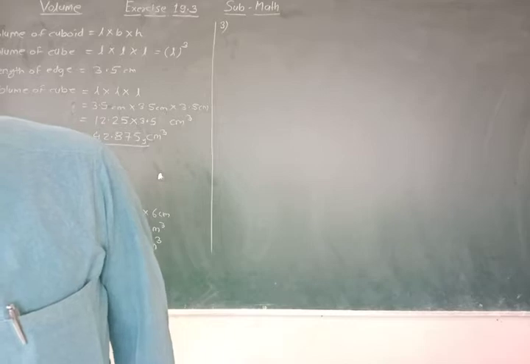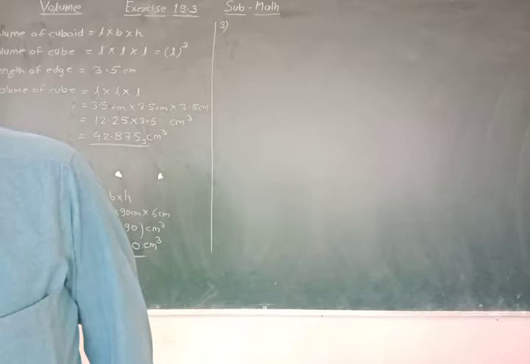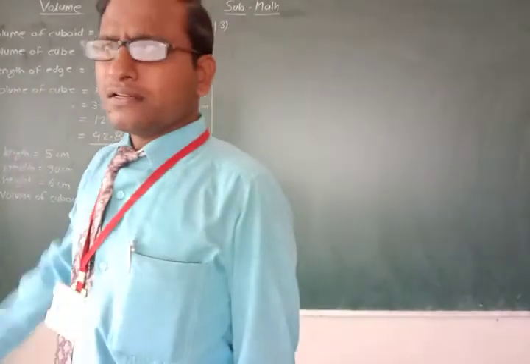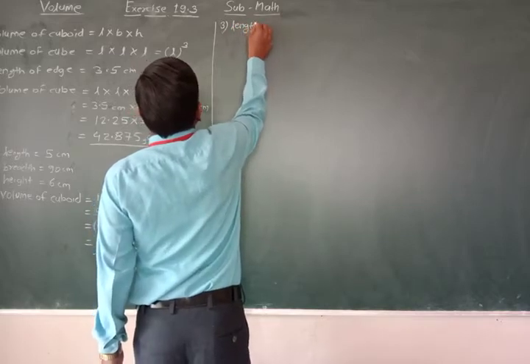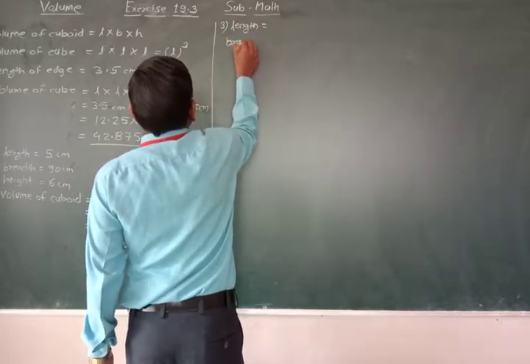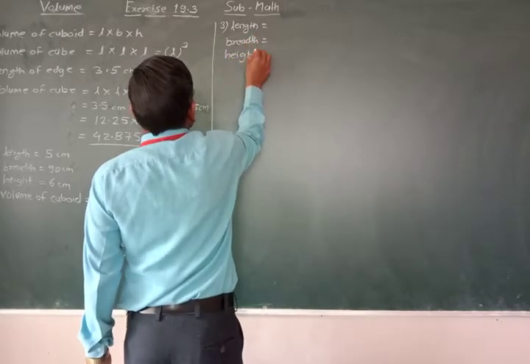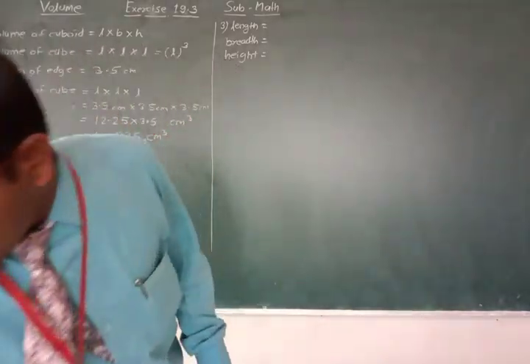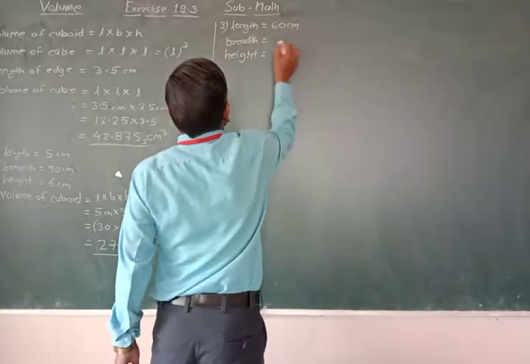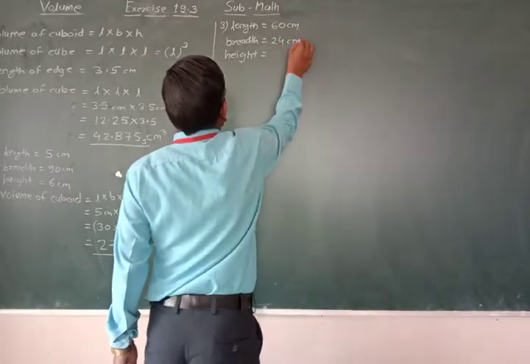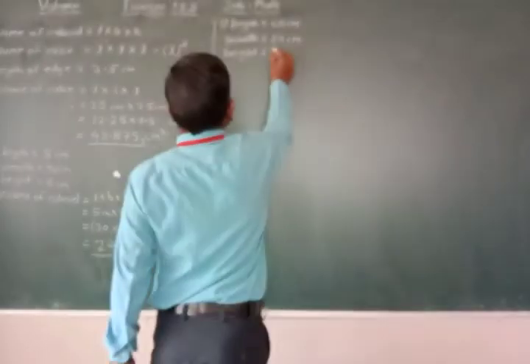Find volume of cuboid whose length is 60 centimeter, breadth is 24 centimeter, and height is 2 centimeter. Same way. First you write given value. Length is equal to 60 centimeter. Breadth is 24 centimeter and height is 2 centimeter.